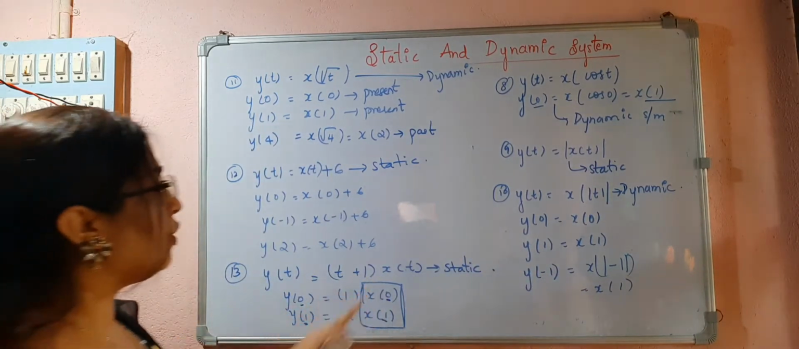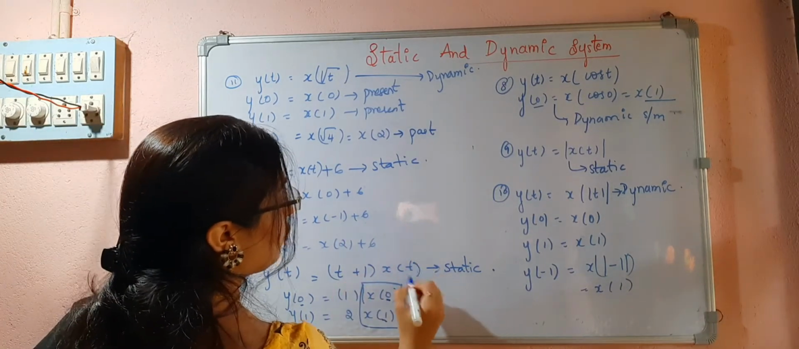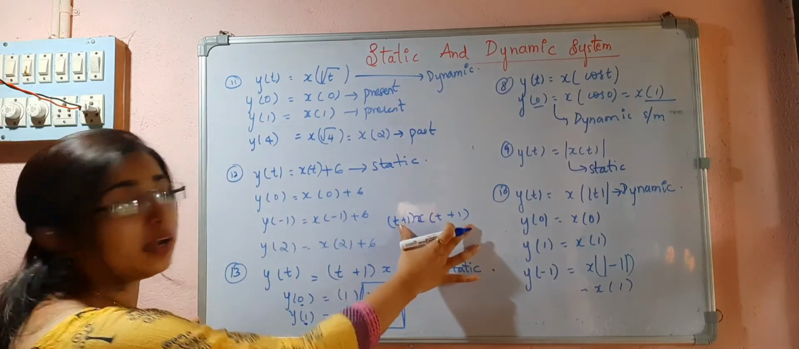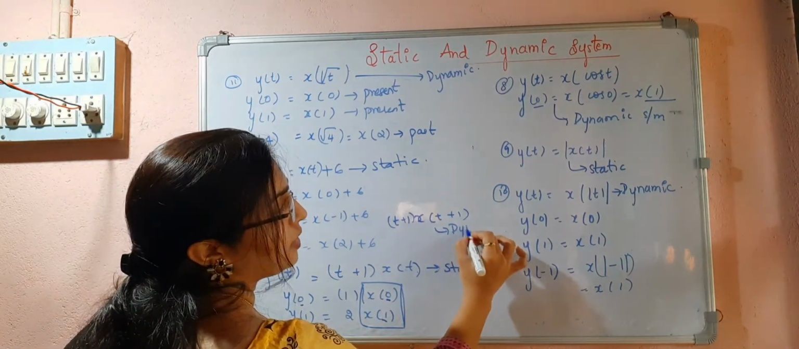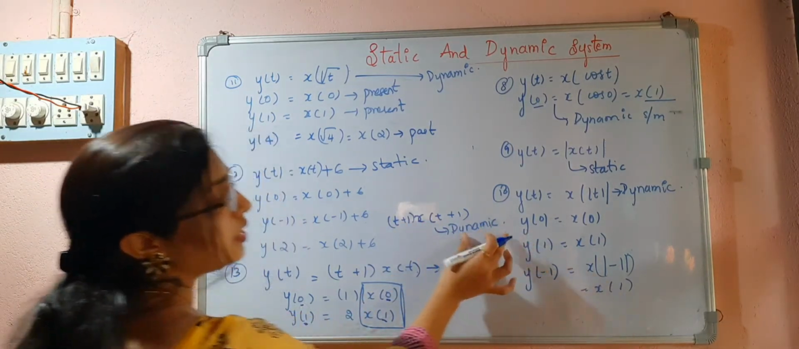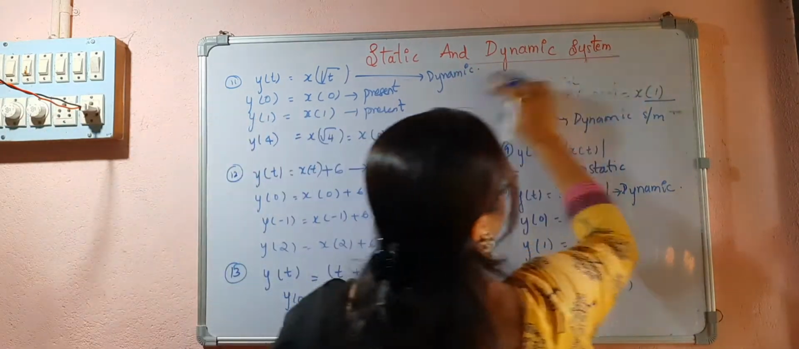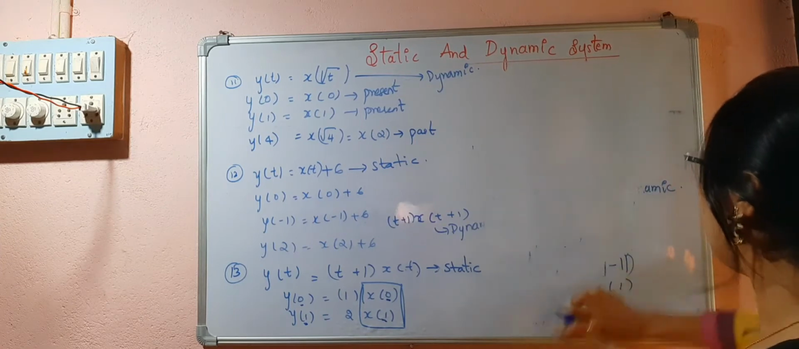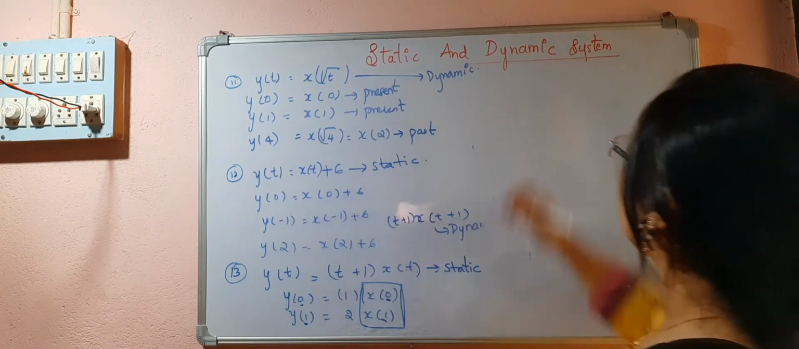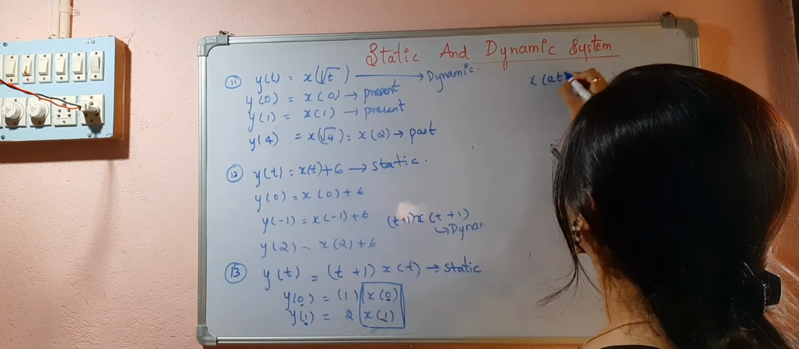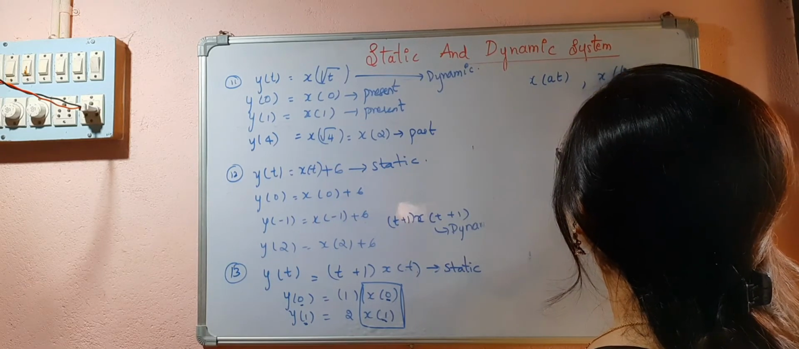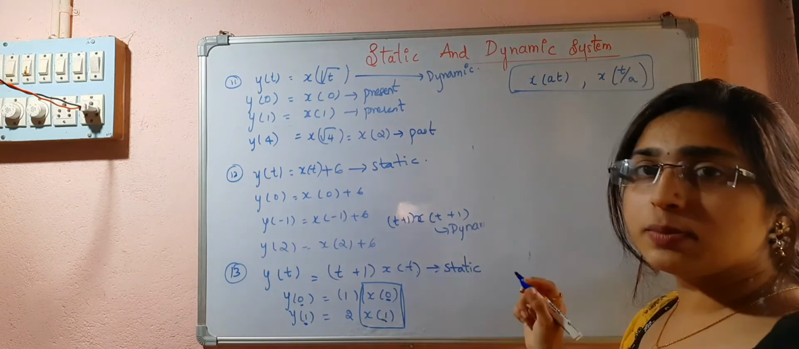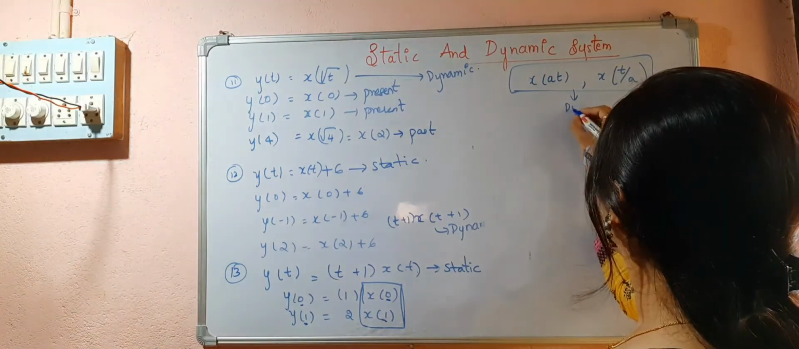But if it was x of t plus 1, in this case, this is a dynamic system. So we saw that when we perform a scaling operation, x of at, or x of t by a, if we perform this operation, this becomes a dynamic system.